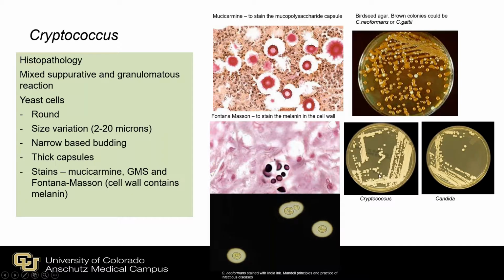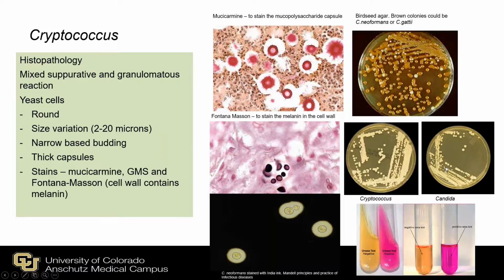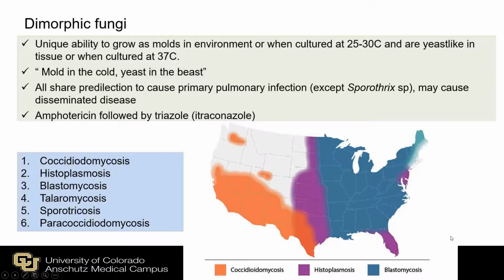I want you to see that on routine fungal medium, the colonies of Cryptococcus and Candida look pretty much identical, but there's an easy way to differentiate between the two. Candida is going to be urease negative, whereas Cryptococcus will be urease positive.